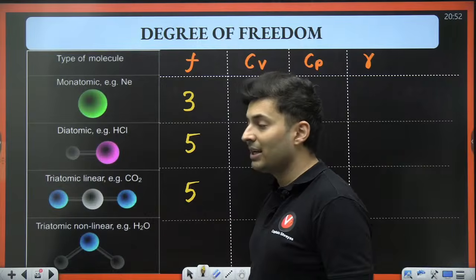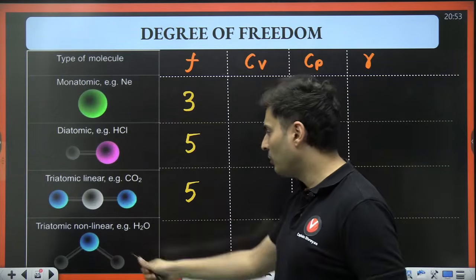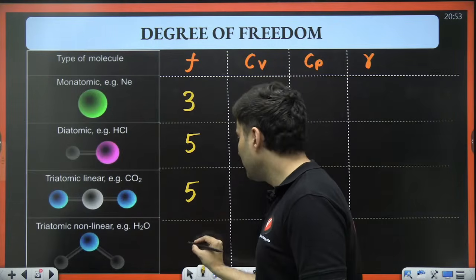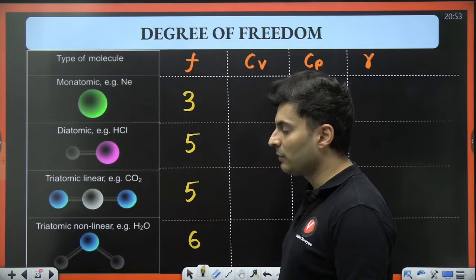For triatomic non-linear or polyatomic in general, like H2O, where the bond angle is 104 degrees, there it will be 6 degrees of freedom.